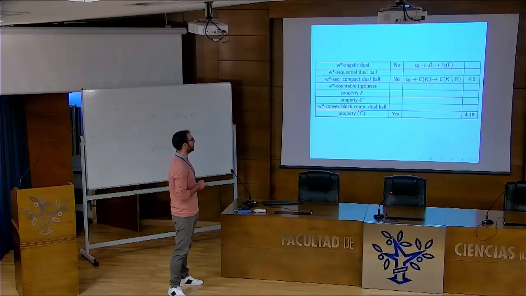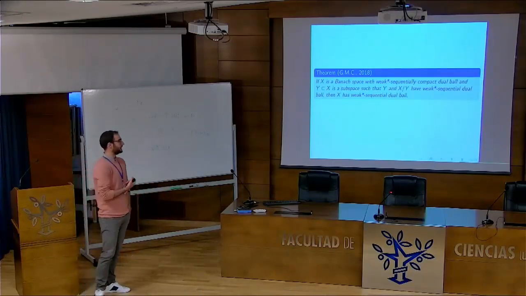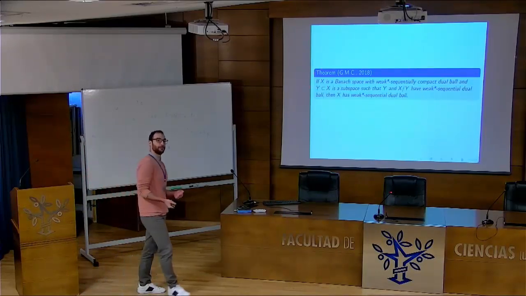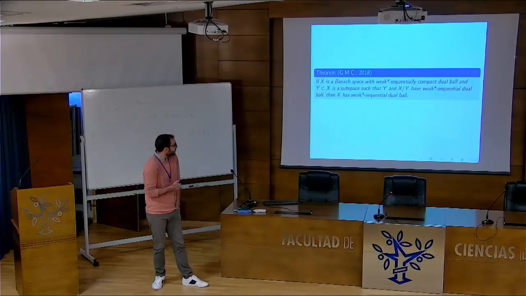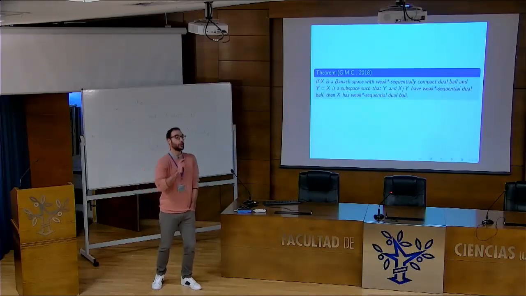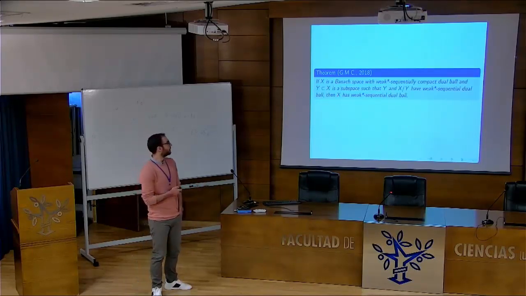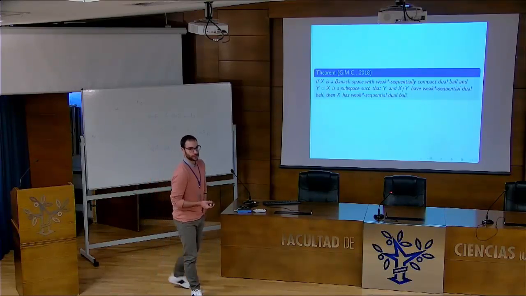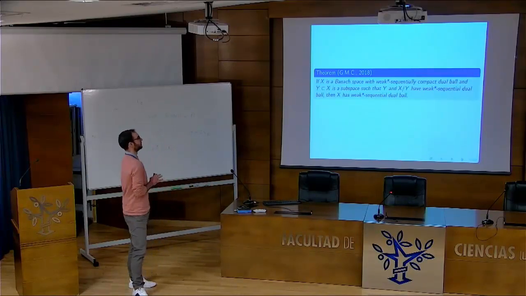So let's move to the following property. What about weak-star sequential dual ball? Well, I tried to prove that this is a three-space property, but I failed. But at least I was able to prove the following. Suppose that X is a twisted sum of Banach spaces with weak-star sequential dual ball. If I assume that this twisted sum X has weak-star sequentially compact dual ball, then I can guarantee that X has weak-star sequential dual ball. But I need to assume that the twisted sum has weak-star sequentially compact dual ball. As I said before, having weak-star sequentially compact dual ball is not a three-space property. So this seems not to be a three-space property.